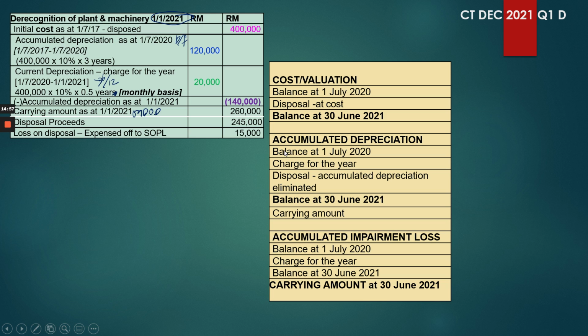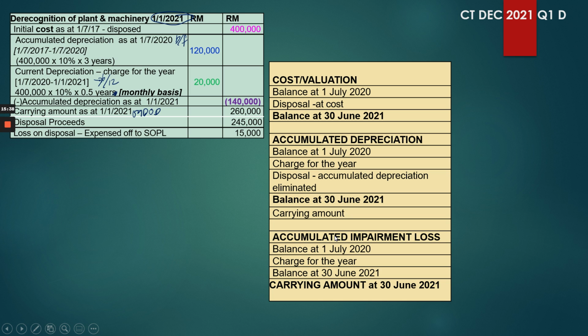Accumulated depreciation, you need to know what is the balance at the beginning of the year. Remember, we will be doing that for two assets. One is for plant and machinery, the other one will be for office equipment. Charge for the year is the depreciation. So we're going to include the figure that we calculate here in the notes. Disposal: upon the disposal or derecognition, accumulated depreciation of the disposed asset, which amounts to 140,000, must be eliminated from the books of the company. So you will have to find out what is the amount to be debited to the accumulated depreciation, and this is the working that will give you the amount. At the end of the year, how much is it?